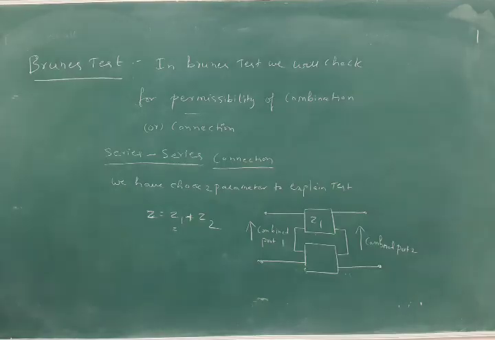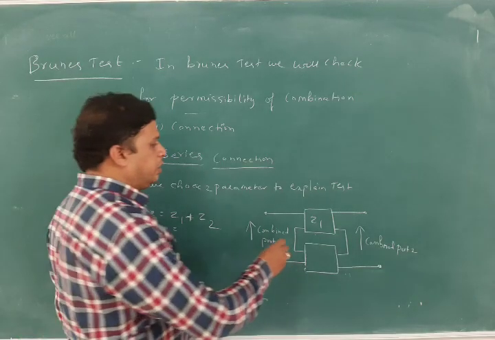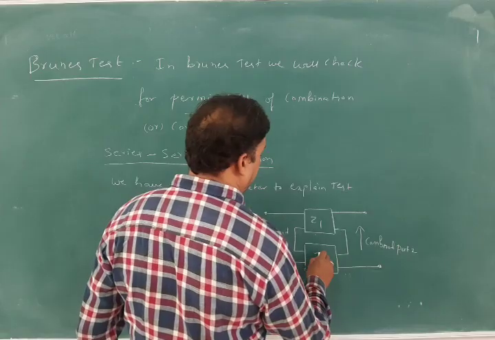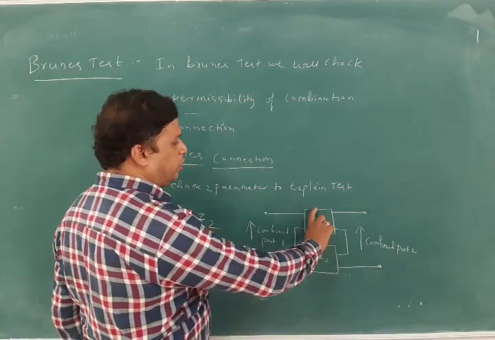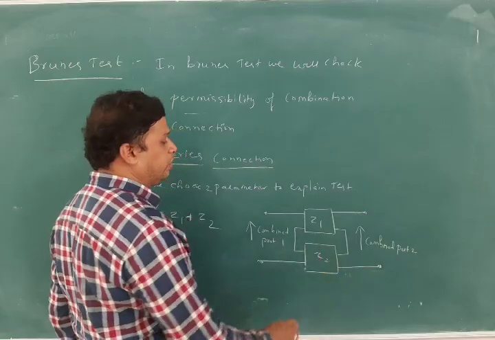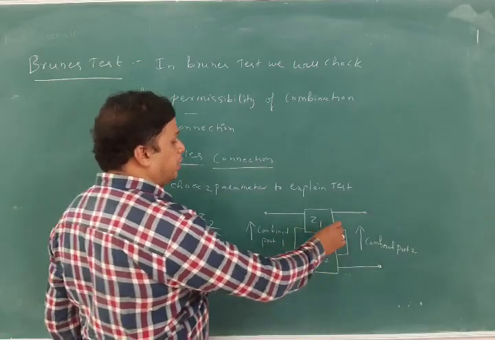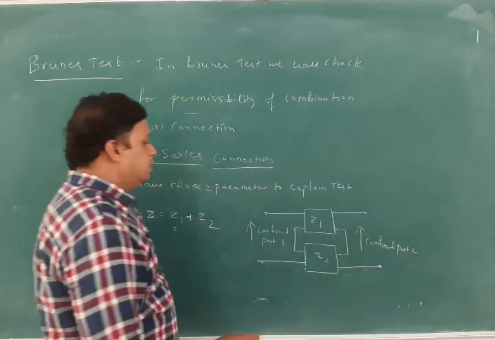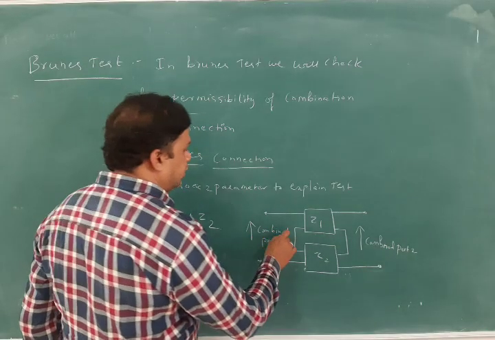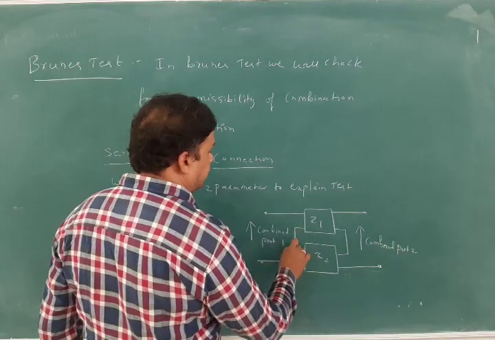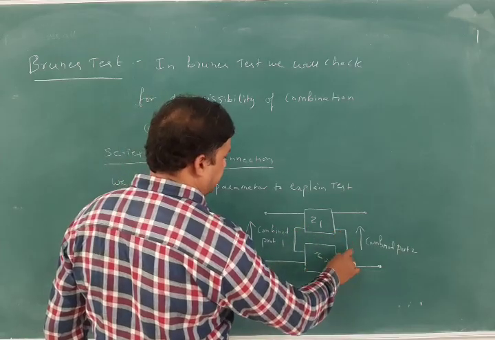Here we are seeing the circuit where Z1 and Z2 are two-port networks. This is one two-port network and this is the second two-port network. If both are joined like this, then we will know whether this particular series connection is possible or not.